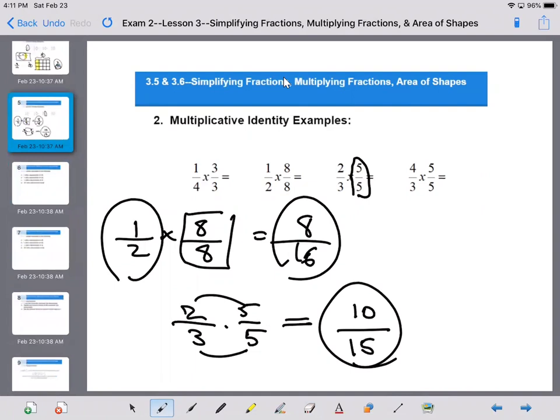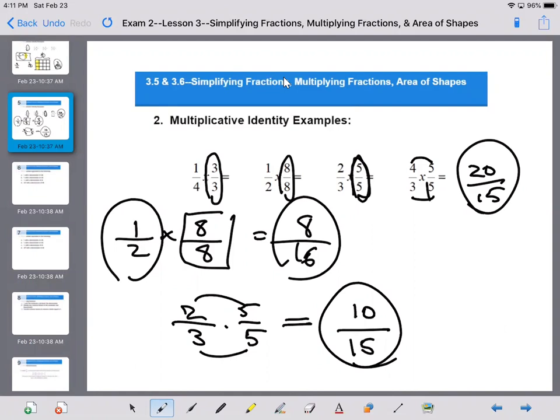And then with 4/3 multiplied by 5, well, 4 times 5, that would be 20, and 3 times 5 would be 15. So again, we are creating equivalent fractions by multiplying by n divided by n, which is different for each of these. 3 divided by 3, 8 divided by 8, 5 divided by 5, 5 divided by 5.